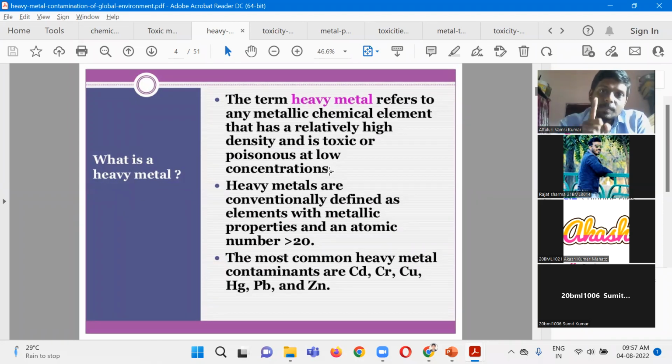A substance that is poisonous even at micro quantities can be stated as a toxin. Heavy metals are conventionally defined as elements with metallic properties and an atomic number greater than 20. The most common toxic heavy elements are cadmium, chromium, copper, mercury, lead, and zinc. These are the most common toxic heavy metals: cadmium, chromium, copper, mercury, lead, and zinc.